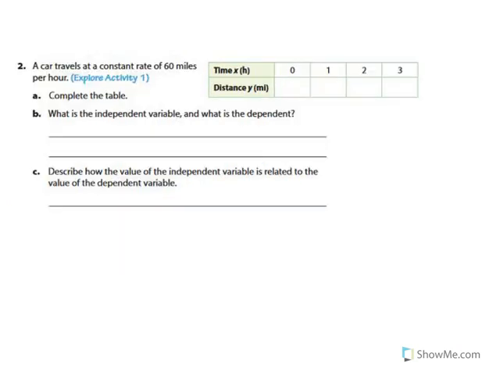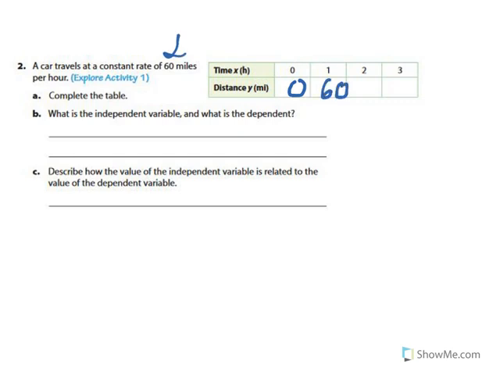All right, a car travels at a constant rate of 60 miles an hour. Complete the table, right? So after 0 hours, how far did it go? I'll just give you guys a moment to complete that table. So start with the table. How far did the car travel to start? After 0 time, it would be 0 distance, right?